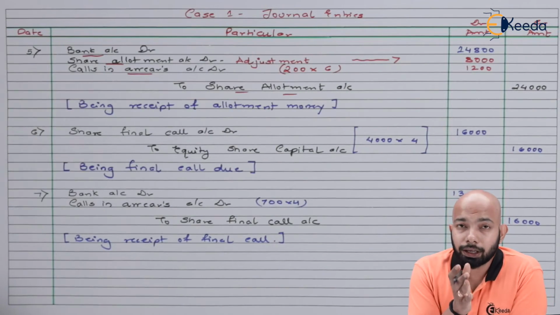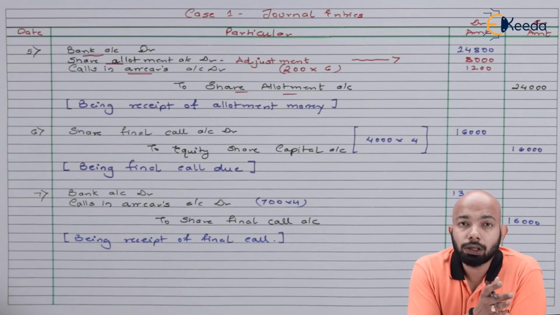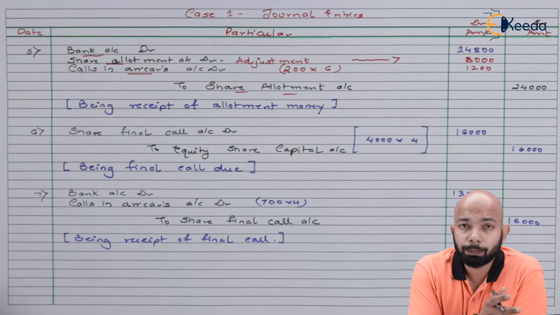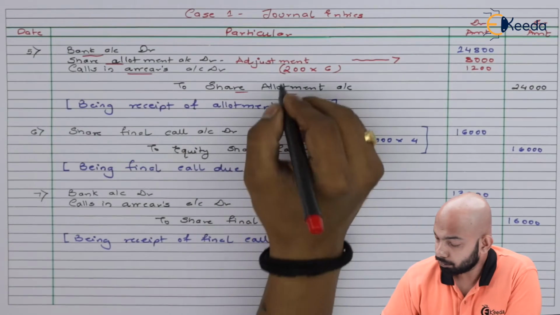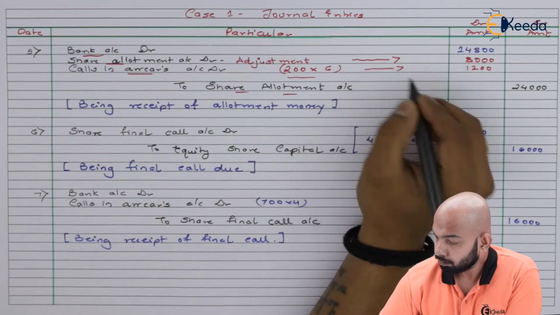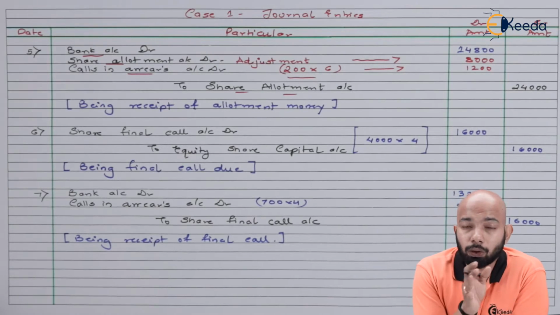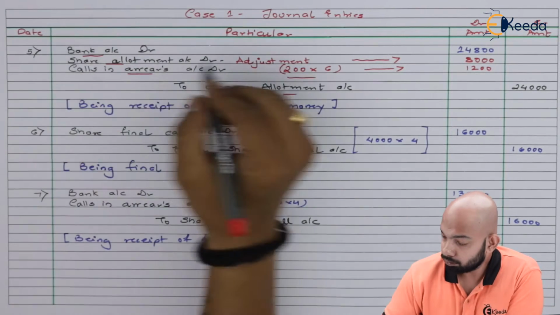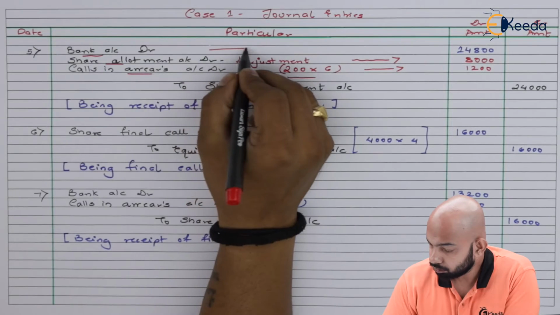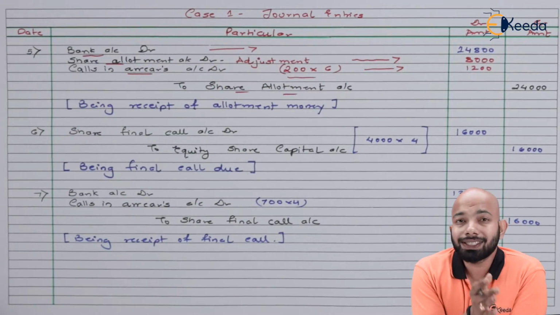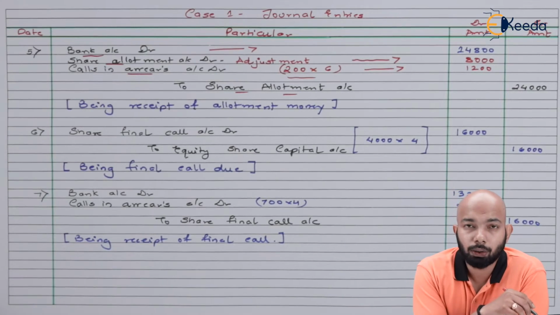Calls in arrears referred to one shareholder who didn't pay the allotment money of rupees 6. That has been also taken into consideration. So a total of 9,200 we are not supposed to receive out of 24,000. So what we have received here in our bank account is 14,800, which has been mentioned here accordingly. That is the fifth entry.